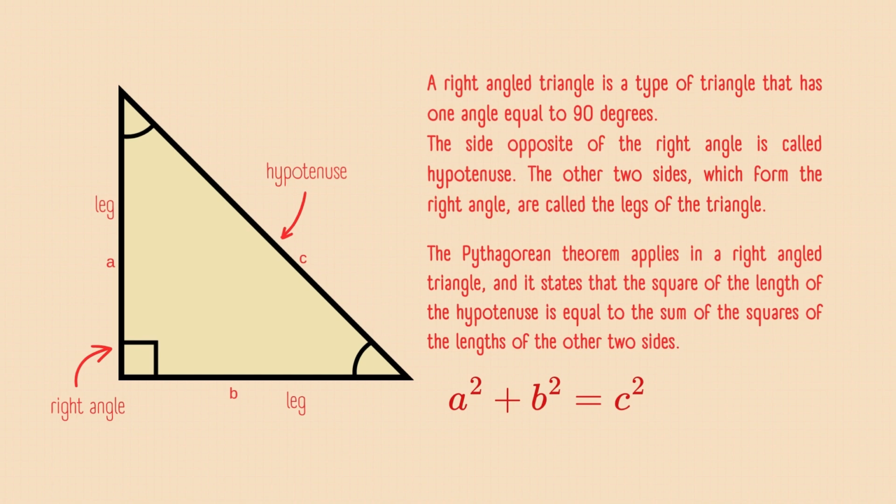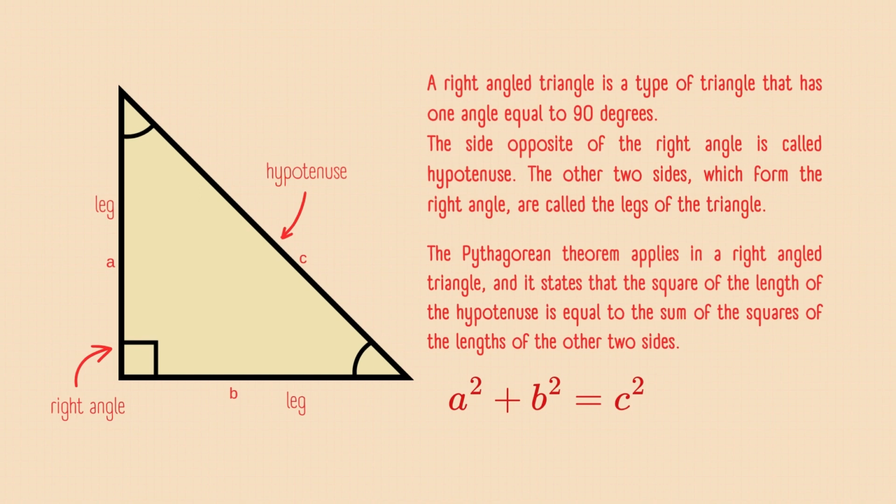And then the side that is opposite that right angle will be the longest side of the triangle, and that is known as the hypotenuse. The other two sides which form the right angle are called the legs of the triangle.